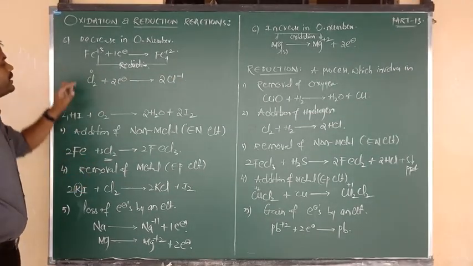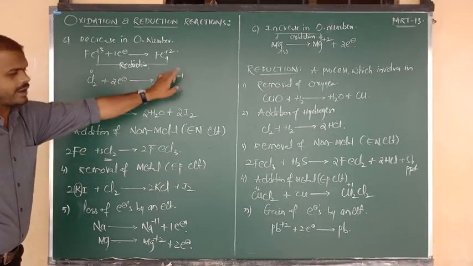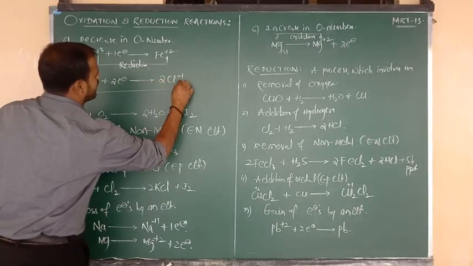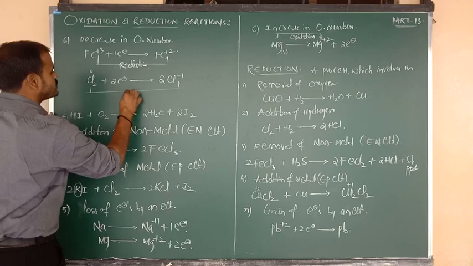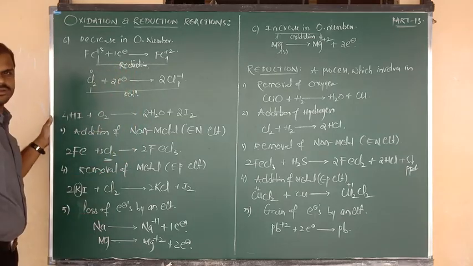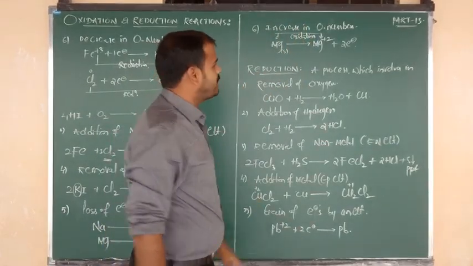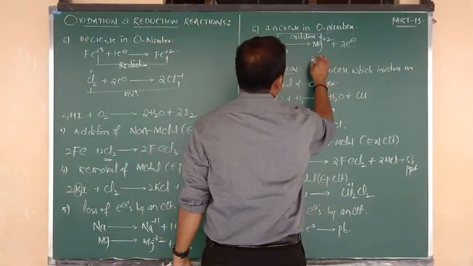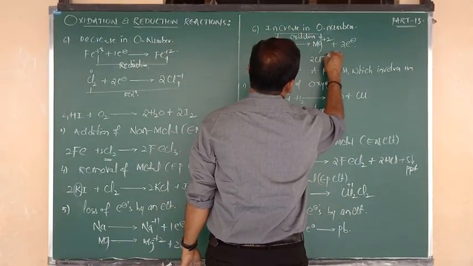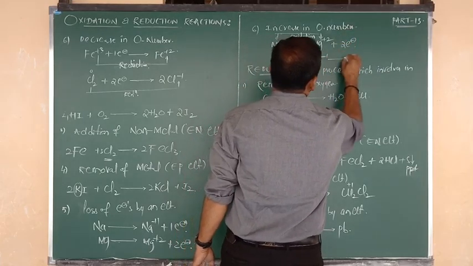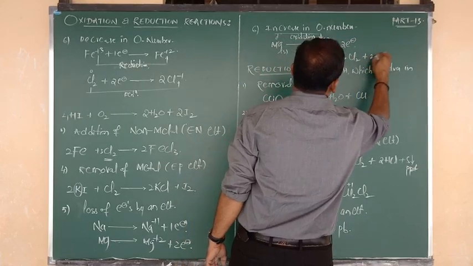Okay? Chlorine contains 0, chlorine contains minus 1. 0 becomes minus 1, so oxidation number decreases, and we say that it is reduction. See, oxidation number, last definition: increase in oxidation number. So here I want to tell one more example. 2 moles of Cl minus gives rise to Cl2 plus 2 electrons.